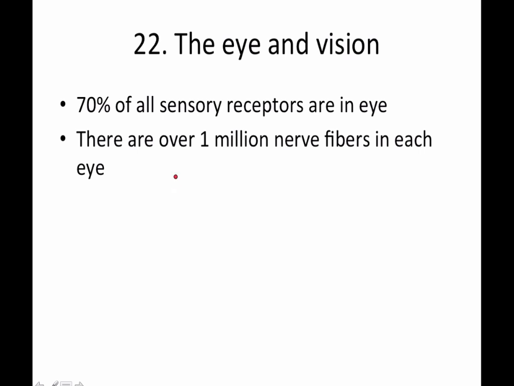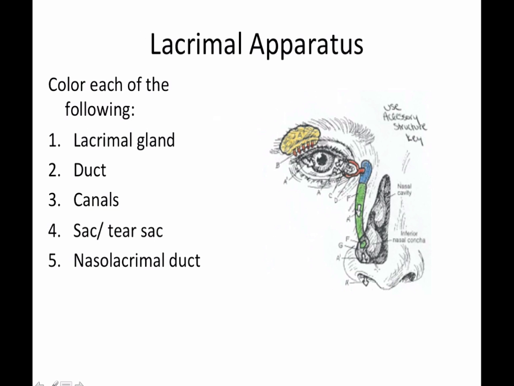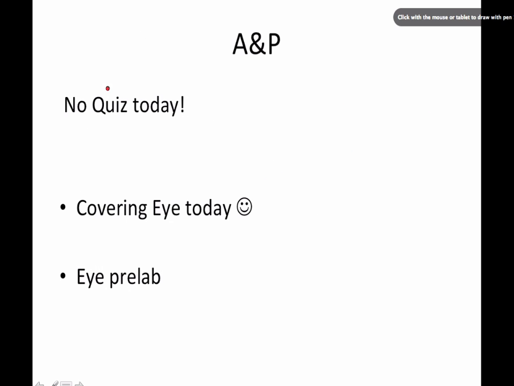Okay, so the eye and vision. 70% of all of your sensory receptors are in the eye. There are over 1 million nerve fibers in each eye, so a lot of your senses actually go directly to your vision.